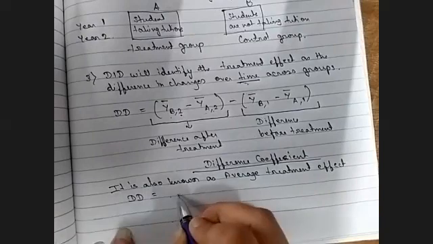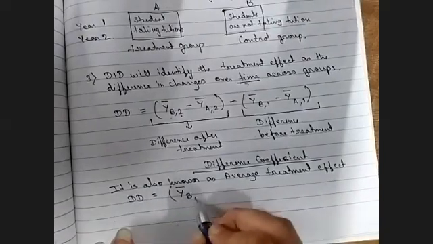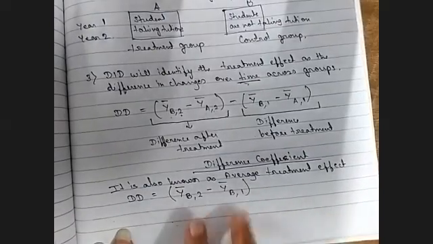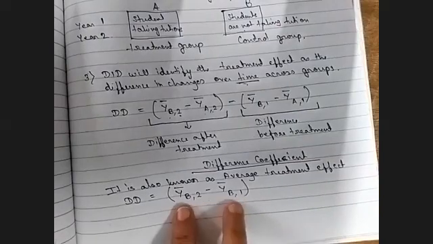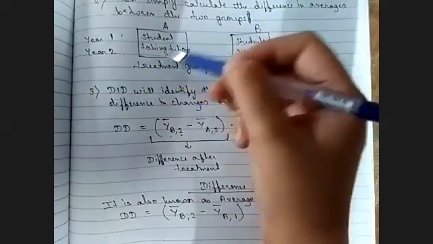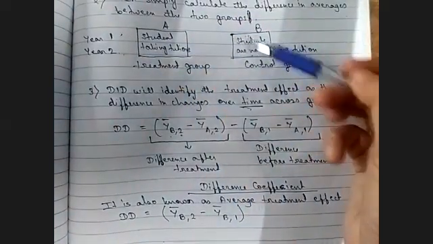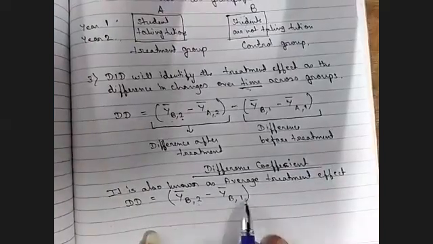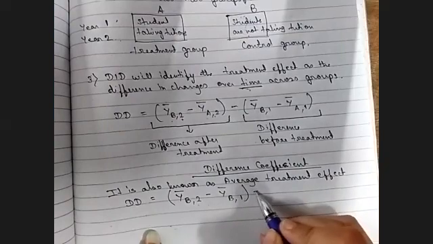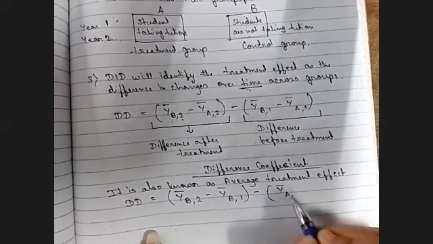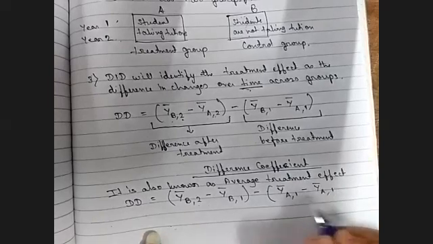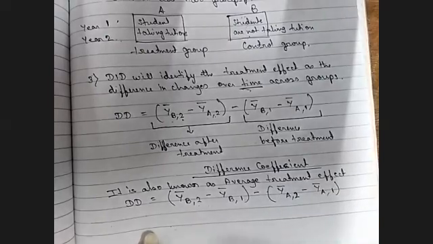DD equal to y bar B2 minus y bar B1. Okay, here the difference is between two periods in the same group, the difference between B in 2 years. In the second year and first year, the difference of the B group only, the control group only. Then y bar A2 minus y bar A1, periods 2 and 1. Okay.